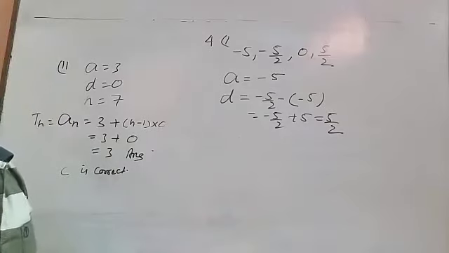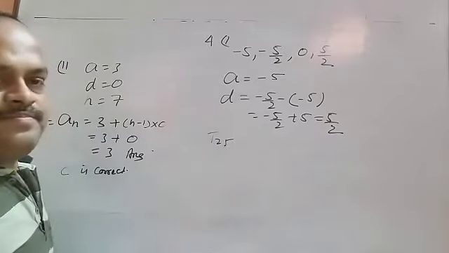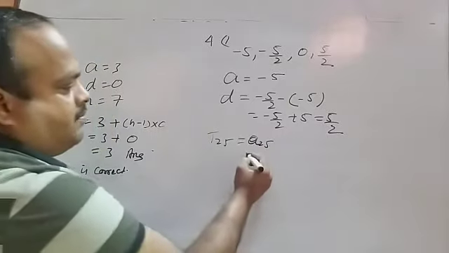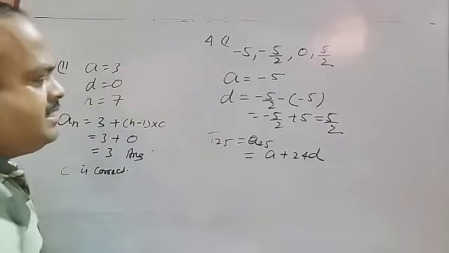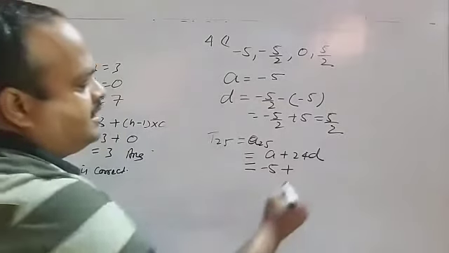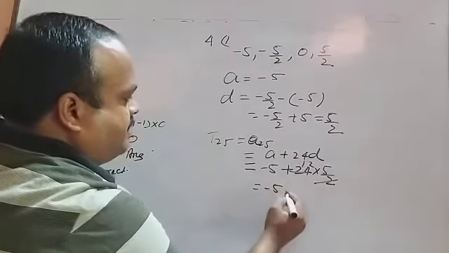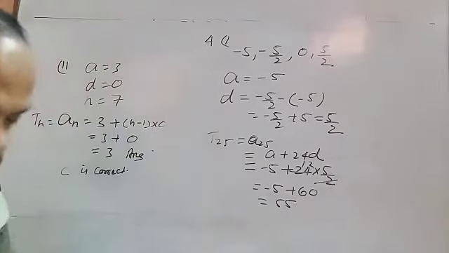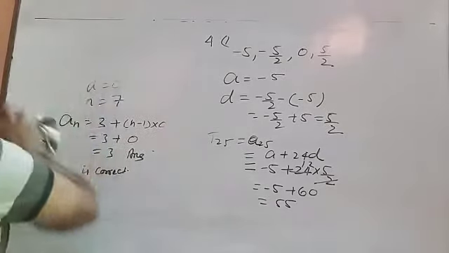And what do we want? We want the 25th term. The symbol is T25 or A25. Keep it in mind. The formula will be A plus 24D. So A is minus 5 and D is 5 by 2. So 12 times 5, minus 5 plus 60, 60 minus 5, 55. So the 25th term of this series will be 55. Next one.